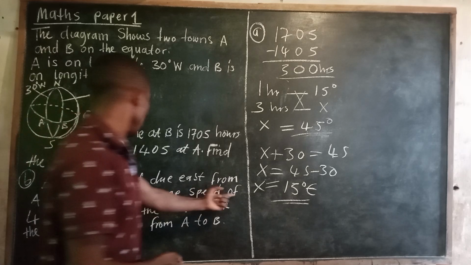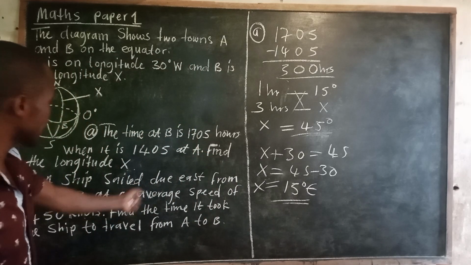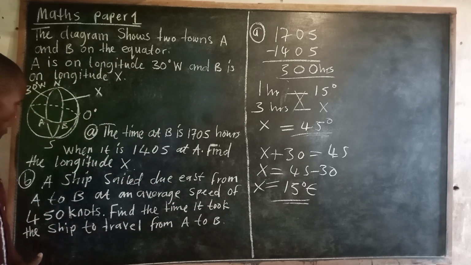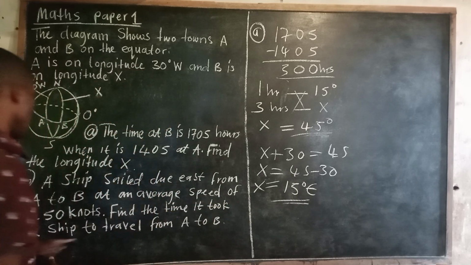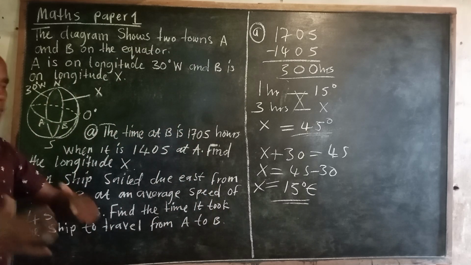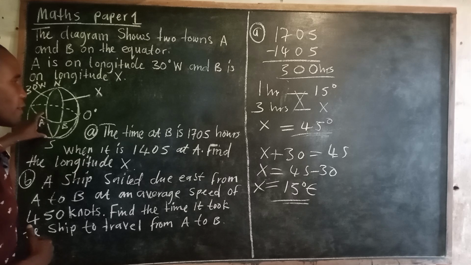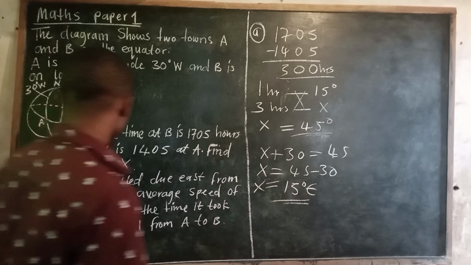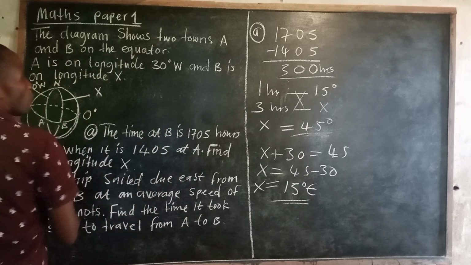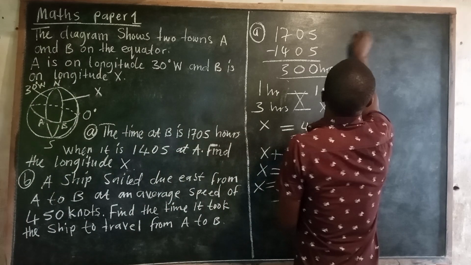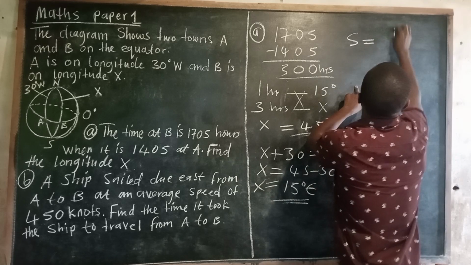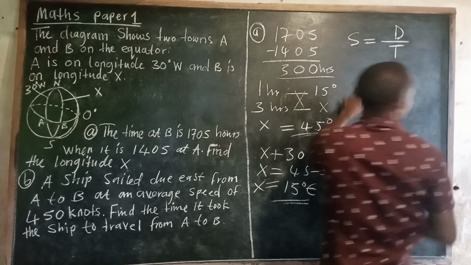A ship sailed due east from A to B at an average speed of 450 knots. Find the time it took the ship to travel from A to B. The time. We are given the speed. Now, time. Okay. So what are we going to do here for us to find that? First of all, we are going to introduce the formula for speed. Speed, this is the standard formula. Speed is equals to distance over time taken.